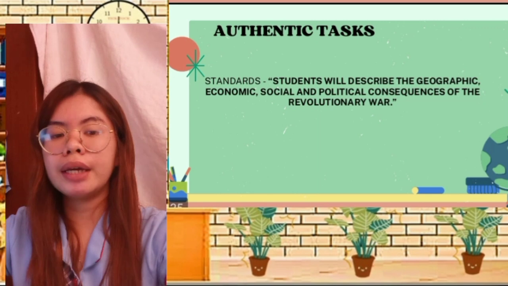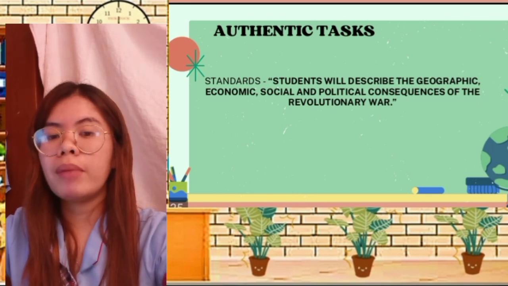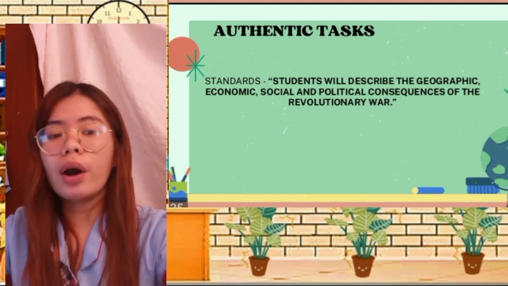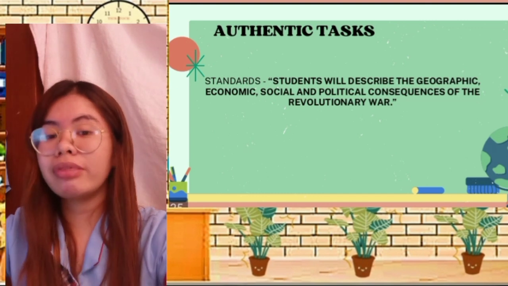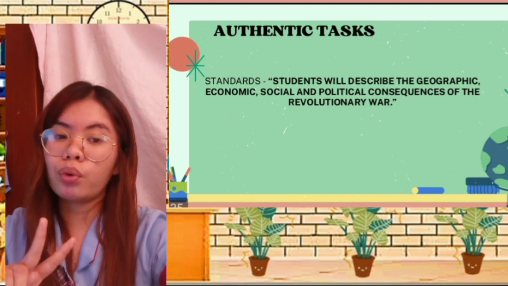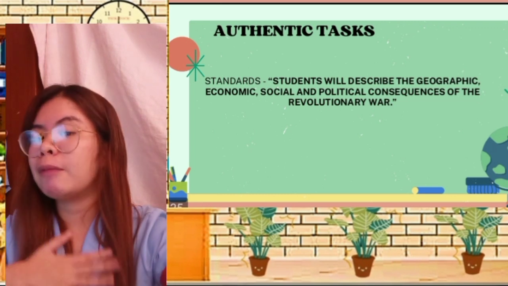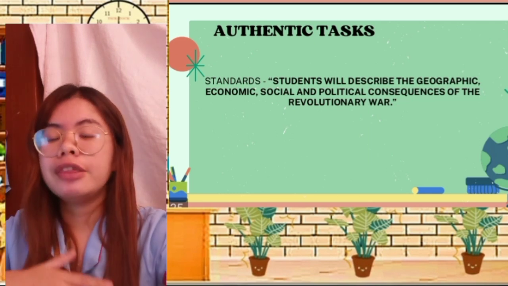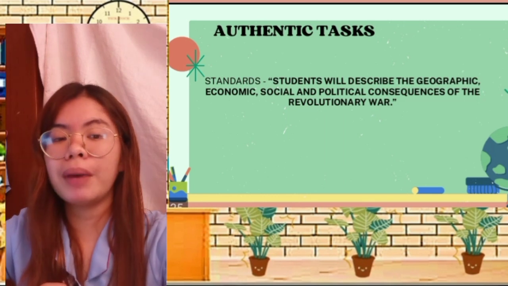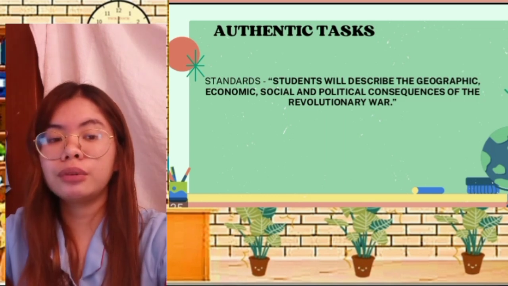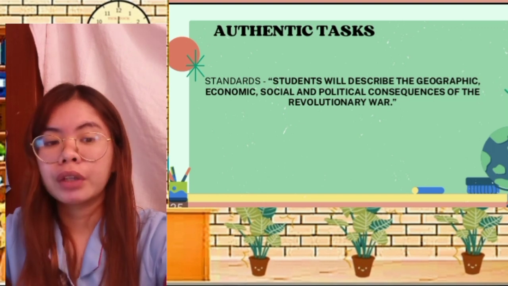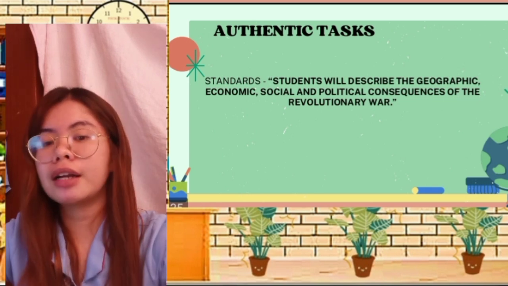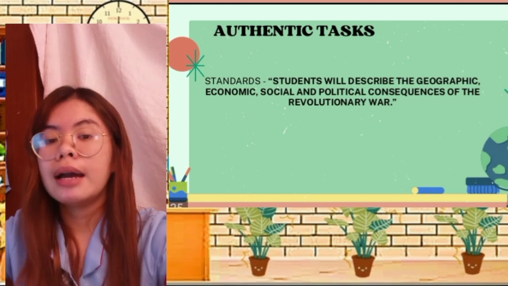So students will describe the geographic, economic, social, and political consequences of the Revolutionary War. So what would be the appropriate authentic task for this? So in step 2, you want to find a way students can demonstrate that they are fully capable of meeting the standards. The language of a well-written standard can spell out what a task should ask students to demonstrate their mastery of it. So, can you describe the geographic, economic, social, and political consequences of the Revolutionary War?